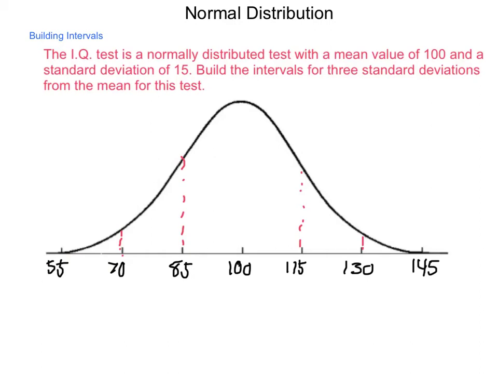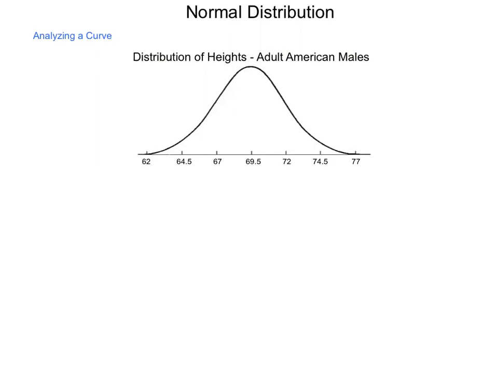So this is how we can take a look at information that's given. What happens when we start looking at data that's already been provided and finding percents of the population that fall to that value? Let's take a look. Here is a standard normal distribution curve for the heights of American males. As you can see, according to this data, the mean height is here in the middle at 69.5 inches. And it looks like our standard deviation is 2.5 inches because we move 2.5 with each step.